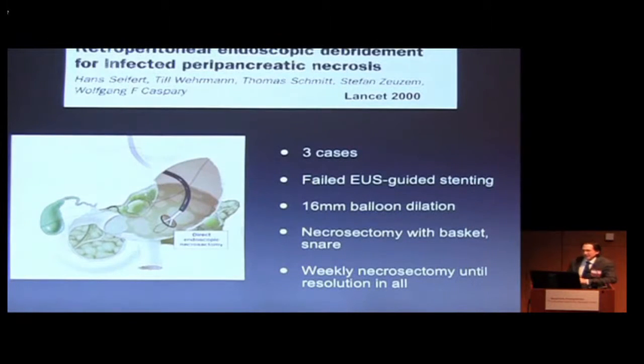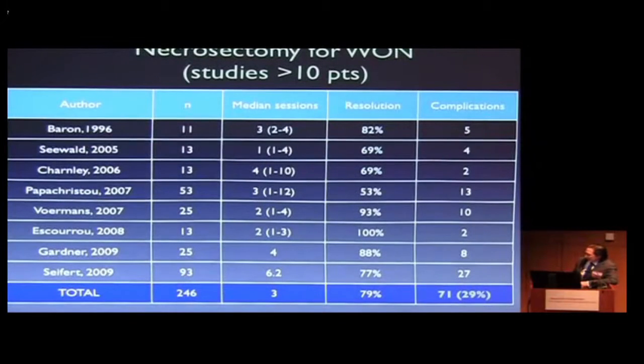It was Hans Seifert, a former colleague of mine in Hamburg, who first described the NOTES approach to necrosectomy. 3 cases, all with failed EUS-guided stenting, used a large caliber balloon to create a fenestration, if you will, to the cavity. Then he performed necrosectomy with various extraction tools, baskets, and snares, and performed weekly necrosectomy until resolution in all these patients. And if we compile the literature published to date, we can see 246 patients.